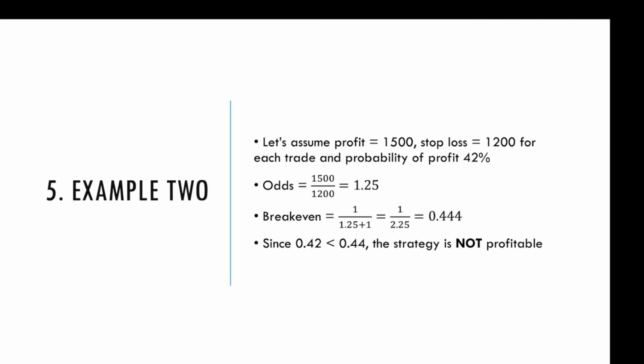So in this case, our profit is 1,500, stop loss is 1,200, and the probability of profit is 42%. Using the formulas, we can calculate the odds of 1.25 and a break-even of about 44%. Now, since 42% is less than 44%, this strategy is not profitable. Now, we know how to make sure if your strategy is profitable or not.